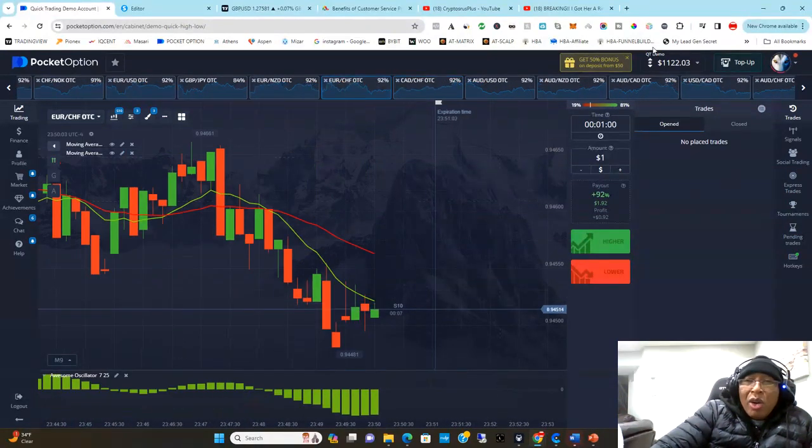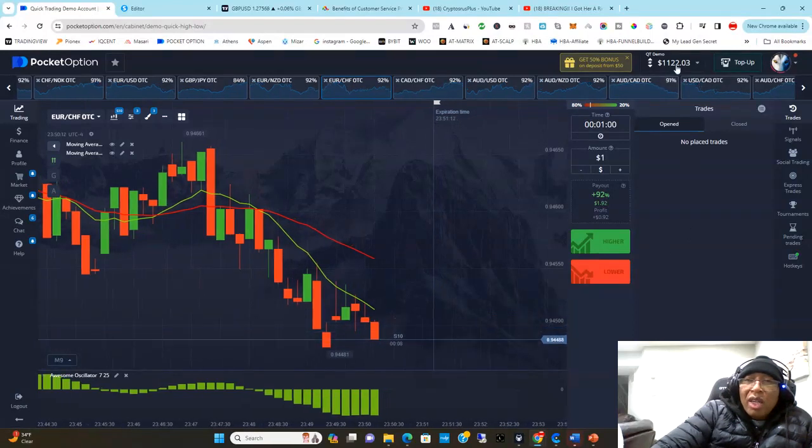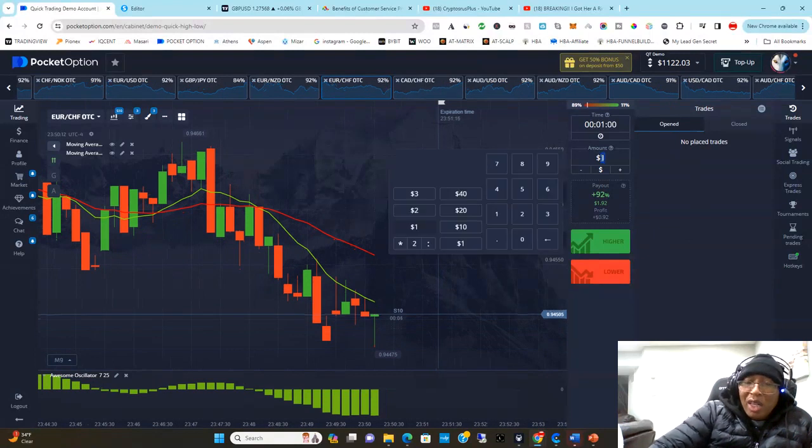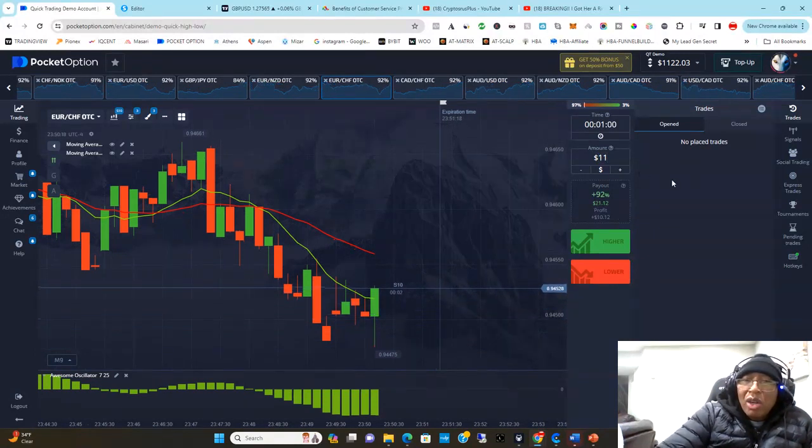So now, what is our goal here today? Okay, now, following the rule of 1%, very important, guys. You cannot risk more than you can afford to lose. So look at this account. It's about $1,100. So 1% of that is $11, okay? So we're going to be trading with $11 until we lose.